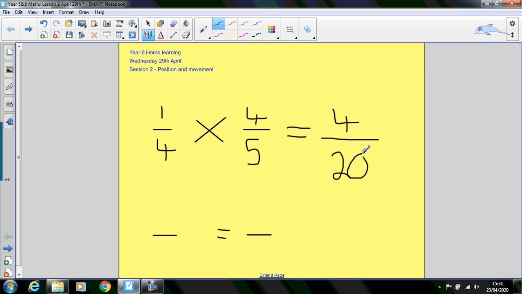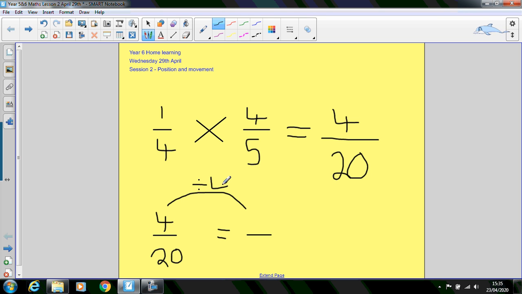Now, when we're doing this, you sometimes have a question which says the answer has to be in its simplest form. And that means we look to see if there are any numbers that go into 4 and 20 without leaving a remainder. What we're ideally looking for is the highest common factor that goes into both 4 and 20. 2 is a factor of 4 and 20, but it isn't the highest one. 4 is the highest factor, because 4 goes into 4 one times.